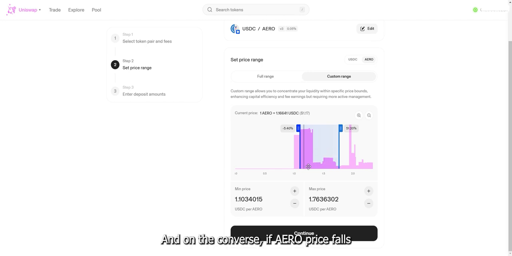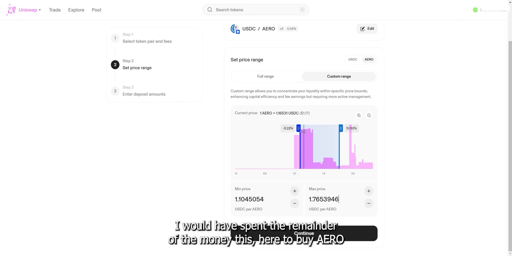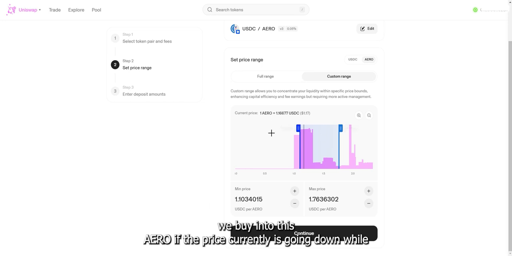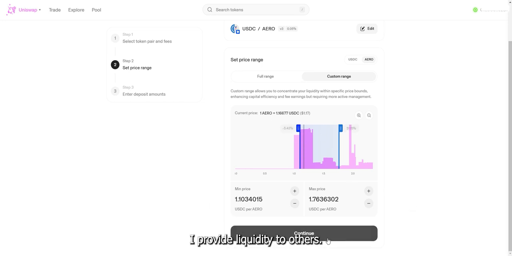And on the converse, if AERO price falls below $1.10, the entire pool will actually become AERO, meaning that I would have spent the remainder of the money that's here to buy AERO at a dollar cost average price, which is right in the middle here. Current price $1.17. The lower bound is $1.10. So I would spend on average $1.35 maybe to buy into this AERO if the price continues to go down while I provide liquidity to others.